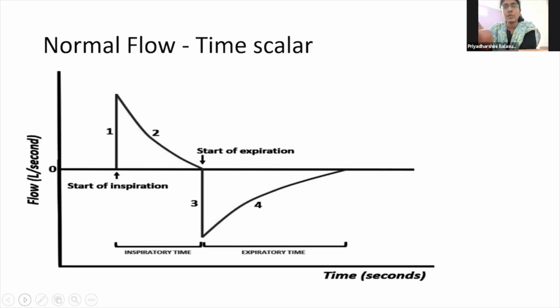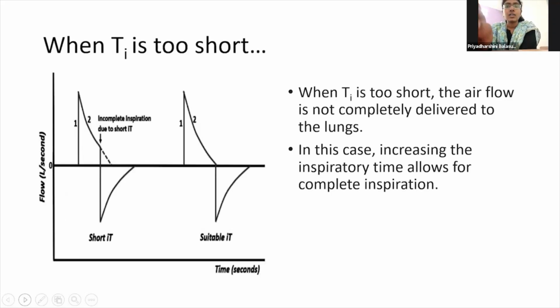Phase 2 depends upon the compliance and resistance of the lung. And phase 3 is passive elastic recoil and passive expiration. Phase 4 is active expiration, which can be moderated by prolonging the expiratory time. So in this flow time scalar, we can see the inspiratory flow curve not touching the baseline before the beginning of expiration. So this means the set TI is too short.